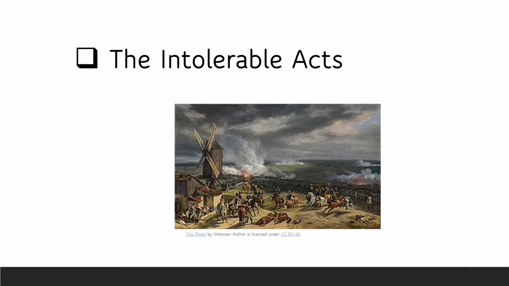The Intolerable Acts were where Great Britain retaliated against the violence and disobedience in the colonies. The Intolerable Acts were meant to punish the colonies for their resistance to the British taxes.